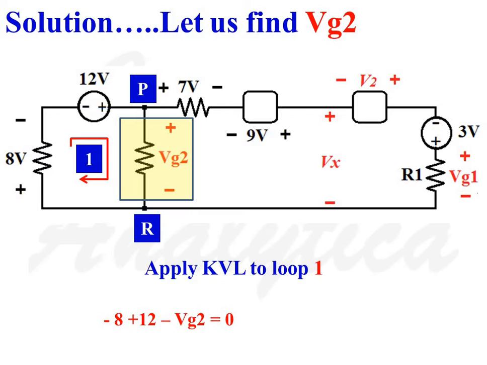And when we consider the term Vg2, moving in the clockwise direction as we go from positive potential to negative potential, Vg2 is considered as minus. So we have the equation minus 8 plus 12 minus Vg2 is equal to 0. That means Vg2 is equal to 4 volt.